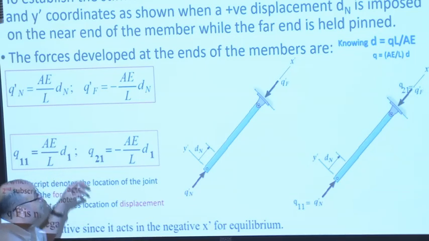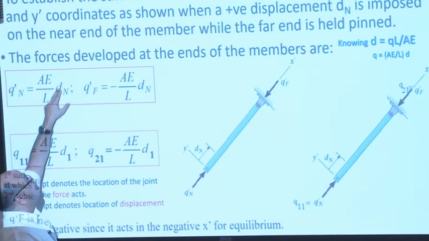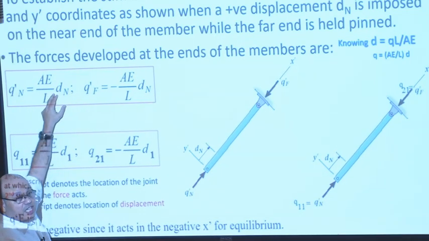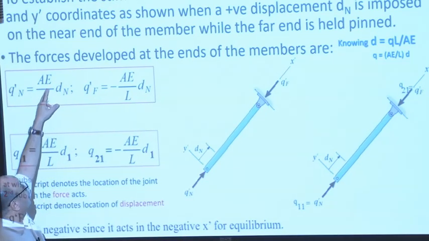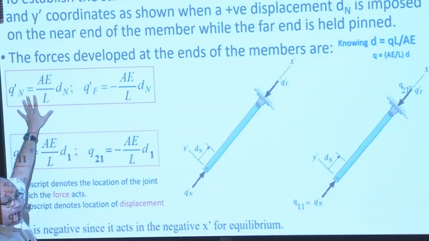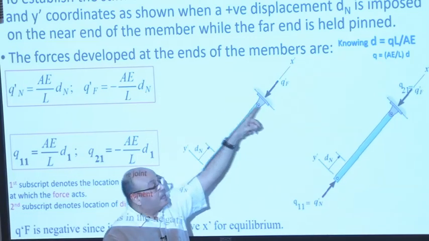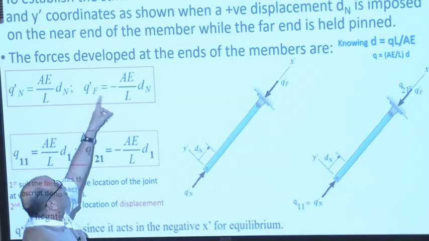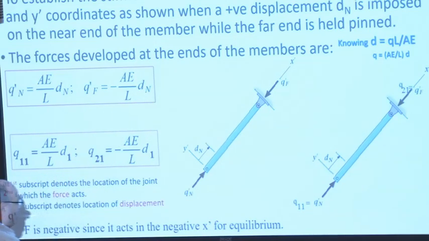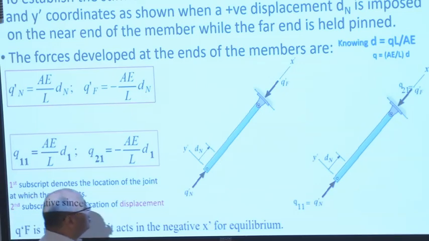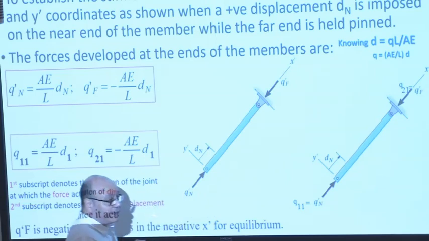If you just tweak that equation, you will find out that the force equals a certain term multiplied by deformation. That term right here is nothing but the stiffness, which is AE over L. That is the force developed at the near end, as you can see. And the other one is the force developed at the far end. It's exactly like that one, AE over L times D, but the sign itself is different. The negative sign means that the force is acting opposite to the positive direction of X prime.